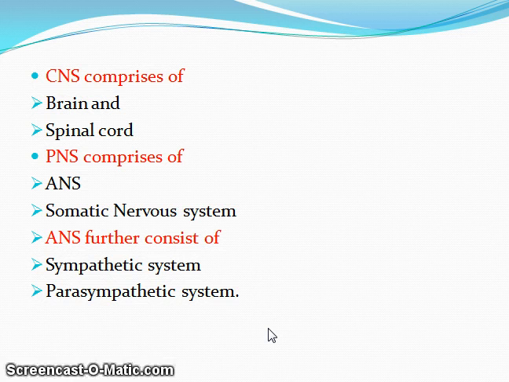Now here is the summary. CNS comprises of what? Brain and spinal cord. Peripheral nervous system comprises of what? Autonomic nervous system and somatic nervous system. Autonomic nervous system is further divided into sympathetic system and parasympathetic system.